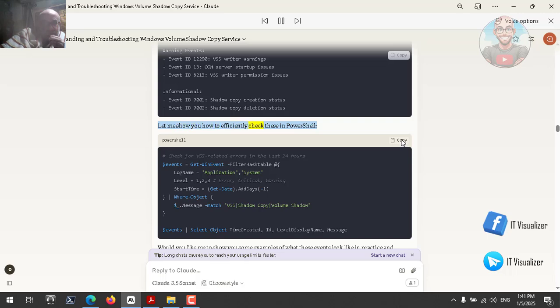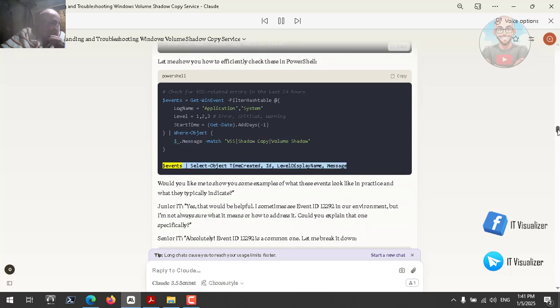Let me show you how to efficiently check these in PowerShell. Hashtag check for VSS-related errors in the last 24 hours. $events equals Get-WinEvent -FilterHashtable @{LogName = 'Application','System'; Level = 1,2,3 # error, critical, warning; StartTime = (Get-Date).AddDays(-1)} | Where-Object {$_.Message -match 'VSS|shadow copy|volume shadow'}. $events | Select-Object TimeCreated, Id, LevelDisplayName, Message.